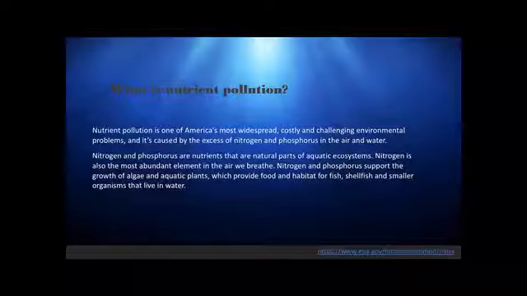Nutrient pollution is one of America's most widespread, costly, and challenging environmental problems, and it's caused by the excess of nitrogen and phosphorus in the air and water. Nitrogen and phosphorus are nutrients that are natural parts of aquatic ecosystems. Nitrogen is also the most abundant element in the air we breathe. Nitrogen and phosphorus support the growth of algae and aquatic plants, which provide food and habitat for fish, shellfish, and smaller organisms that live in the water.